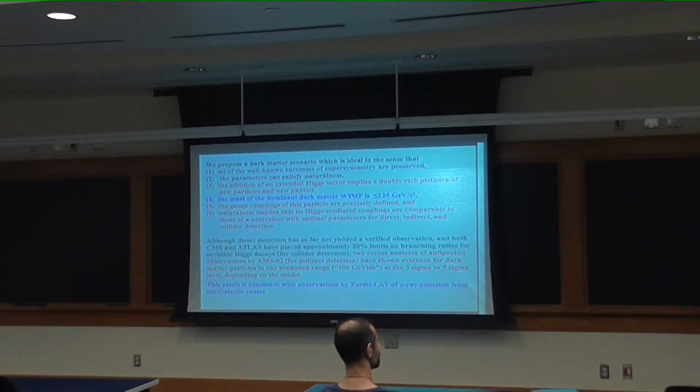So, I'm going to, first of all, try to persuade you that this is the dark matter scenario. Now, this is a very bold statement, but what is great about this is it is a review of the abstract. As we go over the abstract, I'm going to emphasize these points because this is the point of the talk.